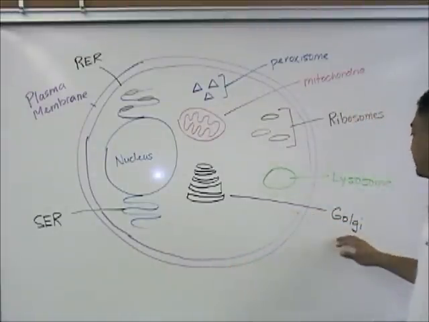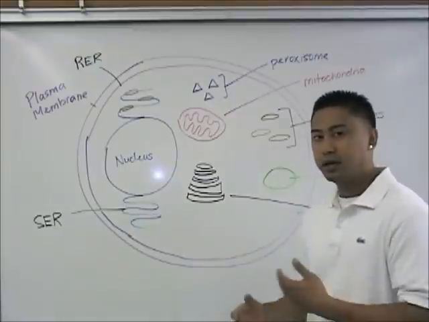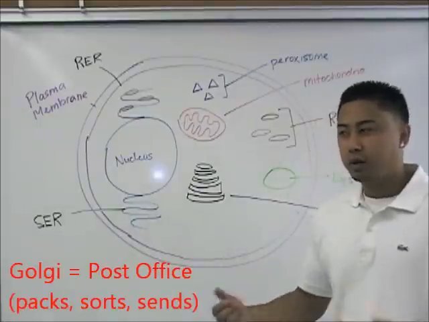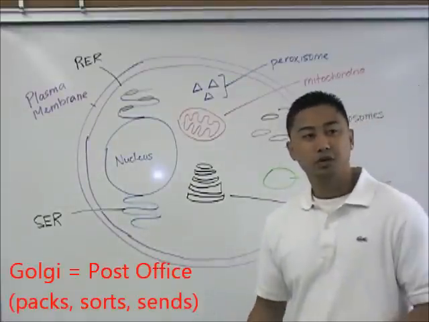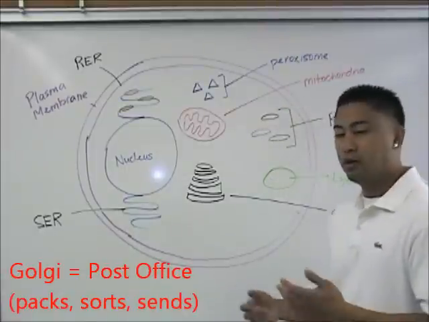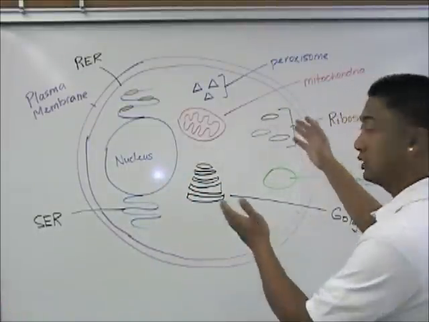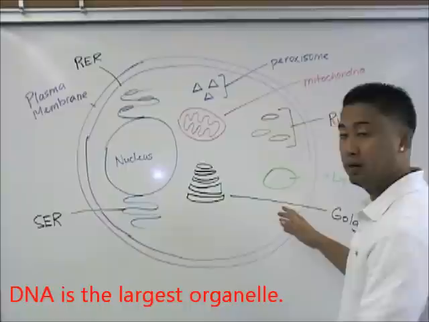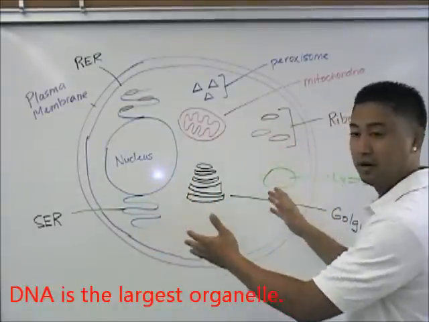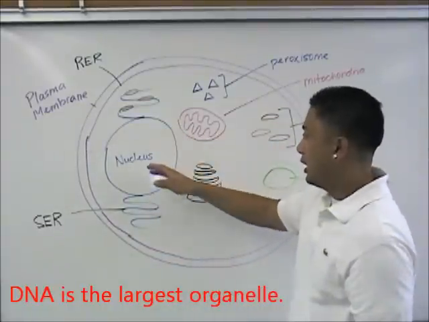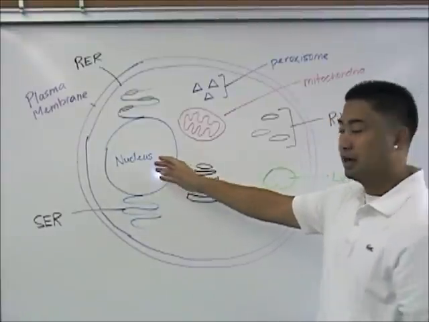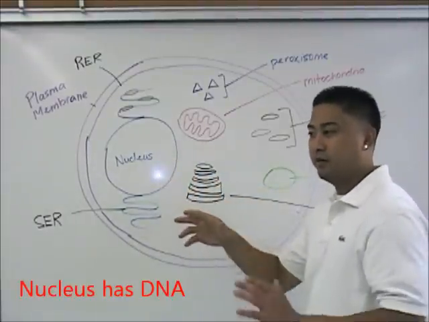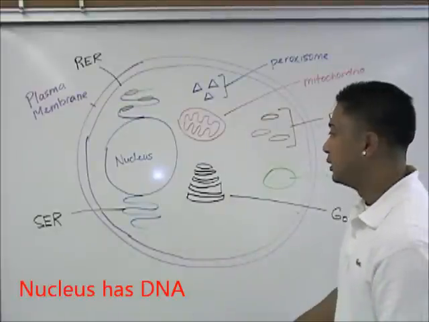The Golgi apparatus. What example are you going to think about whenever you hear the word Golgi apparatus? You're going to think about the post office. What do you do at the post office? You pack, you sort, and you send your material or things that you make into its proper location. Okay, also the nucleus. The nucleus is the largest organelle in any eukaryotic cell. And in the nucleus, what is housed there? It is DNA, which is the genetic material. You'll also find mRNA, but for now, you don't have to worry about that.